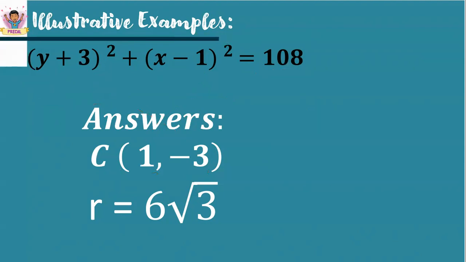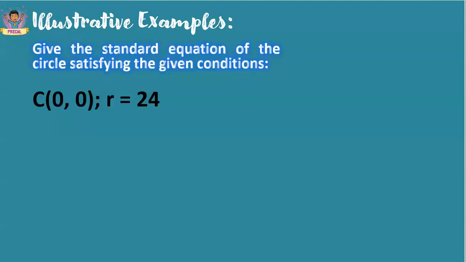Let's proceed to the next skill. What if we do the other thing, or the vice versa? Suppose that we have a given standard equation of the circle. It's really easy to find the center and the radius, but let's do the other thing in which we need to give the standard equation given these conditions. So we have center at the origin, r is equal to 24.